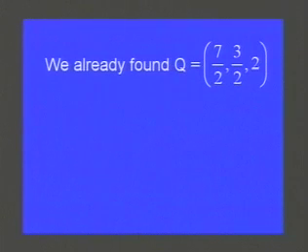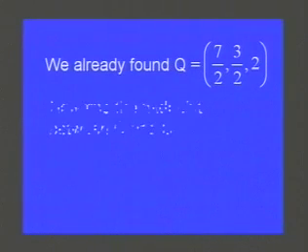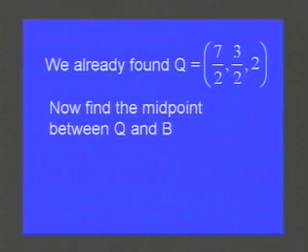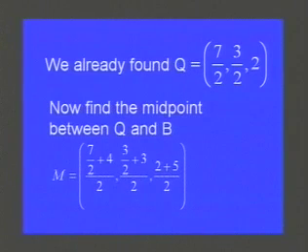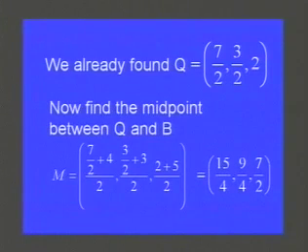All right, we already found Q, which was 7 halves, 3 halves, 2. And now we want to find the midpoint between Q and B. So just do the midpoint formula, but now use it with Q and B. So I'd do 7/2 plus 4 over 2, 3/2 plus 3 over 2, and then 2 plus 5 over 2. And I get that the midpoint of the midpoint was 15/4, 9/4, 7/2. So that is the M value.